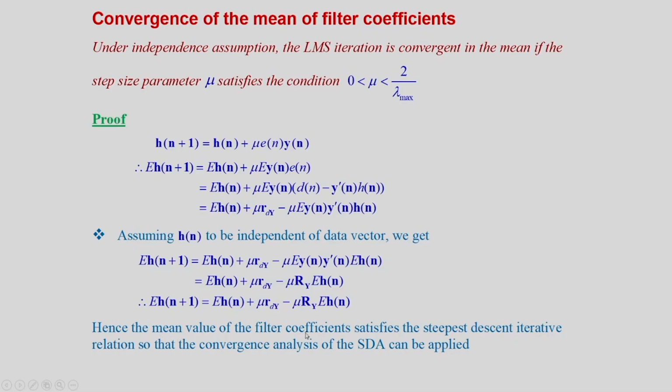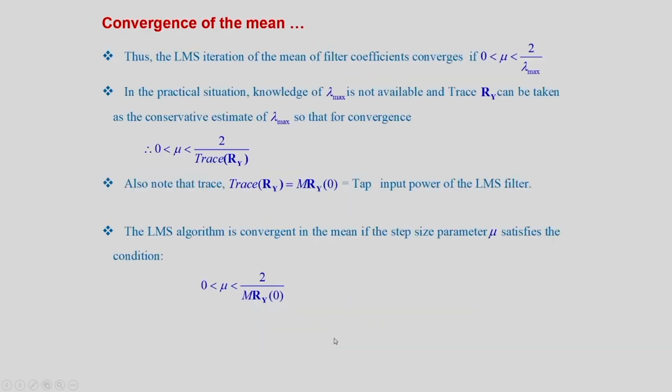Hence, the mean value of the filter coefficients satisfies the steepest descent iterative relation, so that the convergence analysis of the SDA can be applied. Thus, the LMS iteration of the mean of the filter coefficients converges if mu lies between 0 and 2 by lambda max. So, in terms of the mean of the filter coefficient, the iterations will converge as long as mu is between 0 and 2 by lambda max.